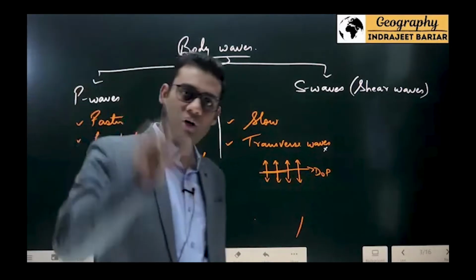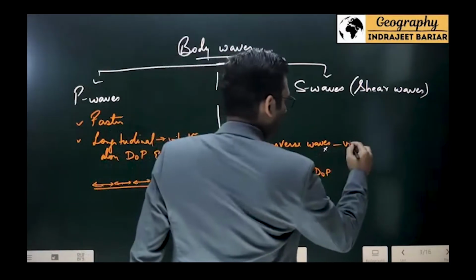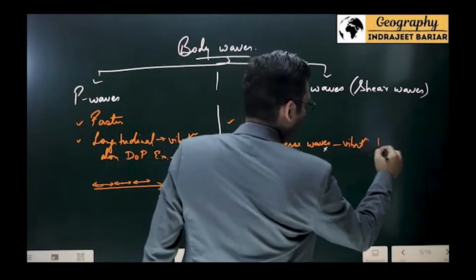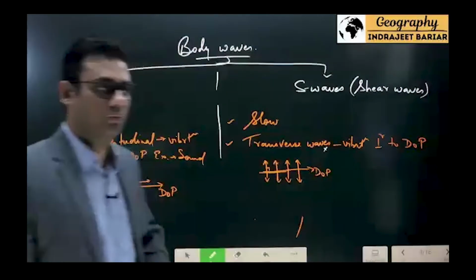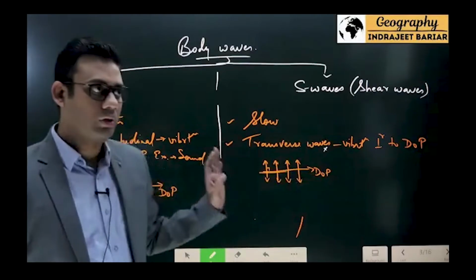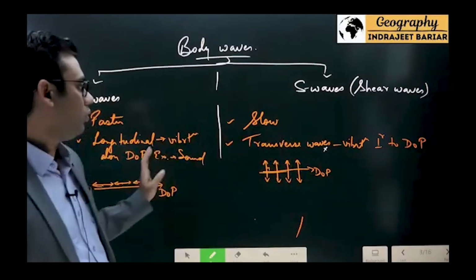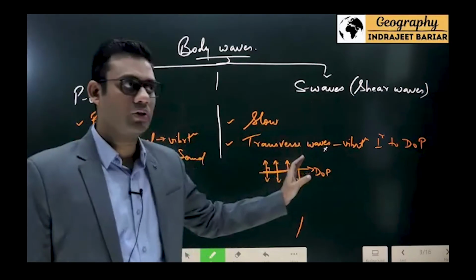That is perpendicular to the direction of propagation. So vibration perpendicular to direction of propagation. And so this is the nature of the two waves. The P waves are longitudinal in nature, whereas S waves are transverse in nature.